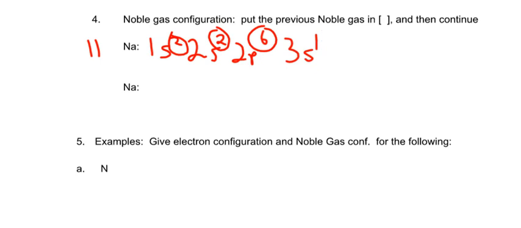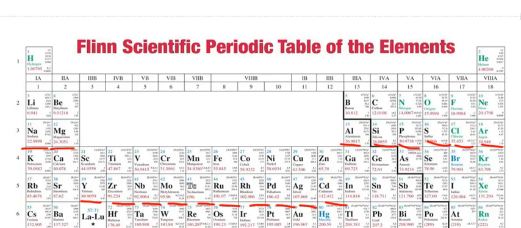Okay, so how do I do the noble gas configuration? Let's look at your periodic table. All right, so here's sodium. Go backwards. Which is your closest noble gas behind number 11?